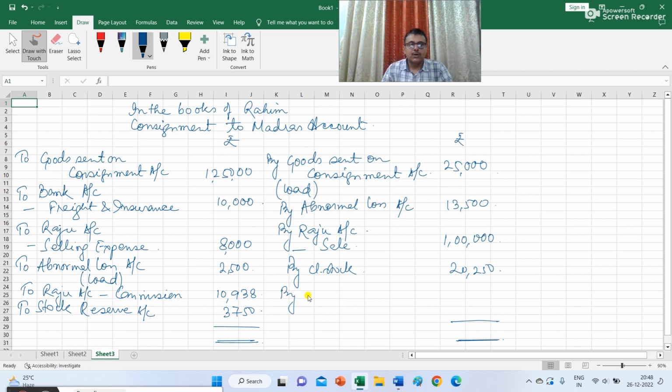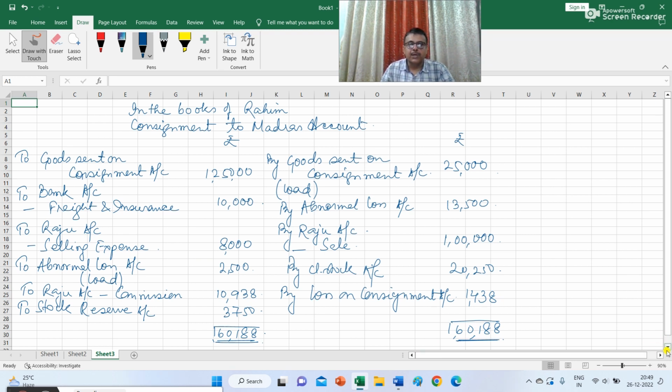Now I am going to close the consignment account, and you will get a balancing figure on the credit side that represents the loss on consignment. Total of debit side is 1,60,188 and the balancing figure is 1,438. So this way I have completed the consignment account.